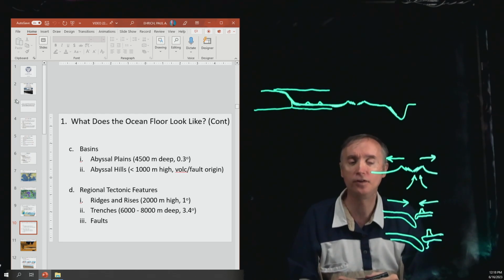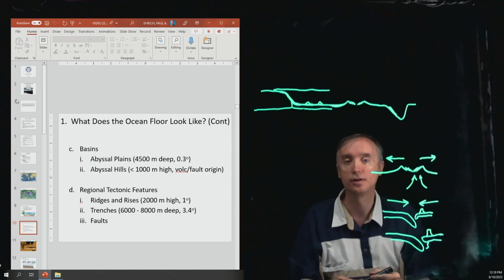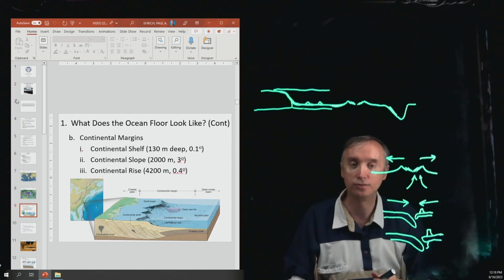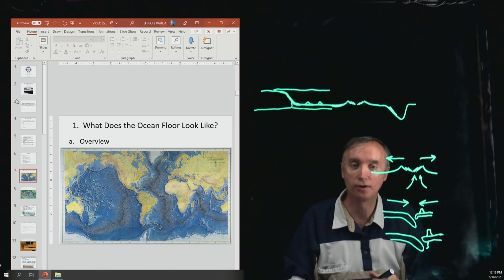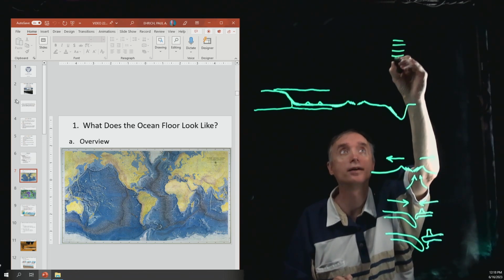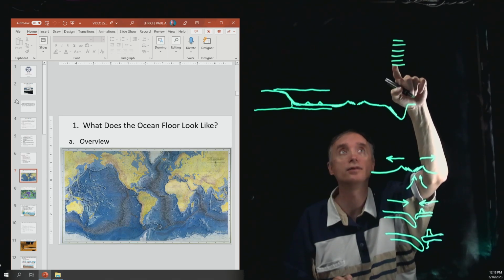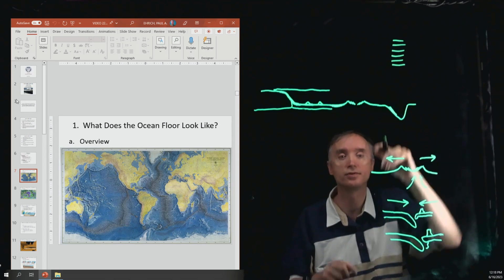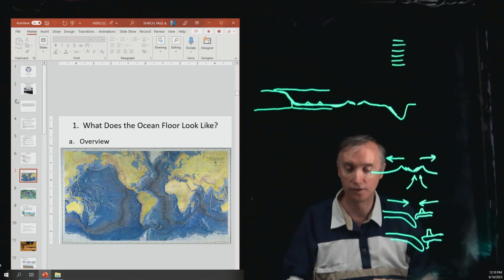Okay, then another feature is the faults. So if we go back to this picture here, it shows it best. The mid-ocean ridges kind of look like this. And so here is faulting as a result of the stretching of the crust.